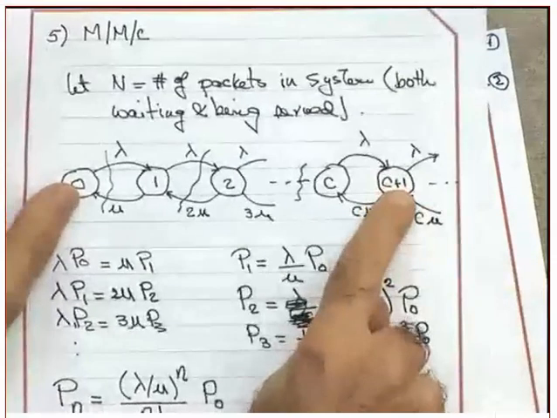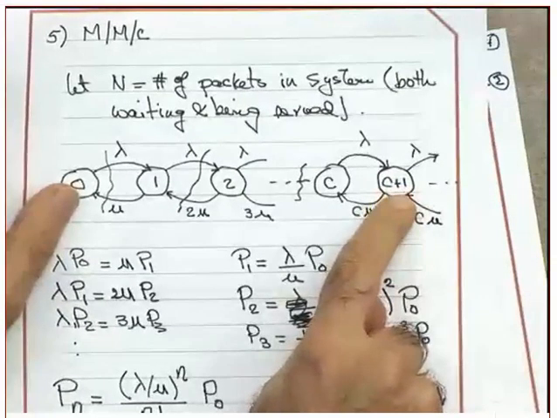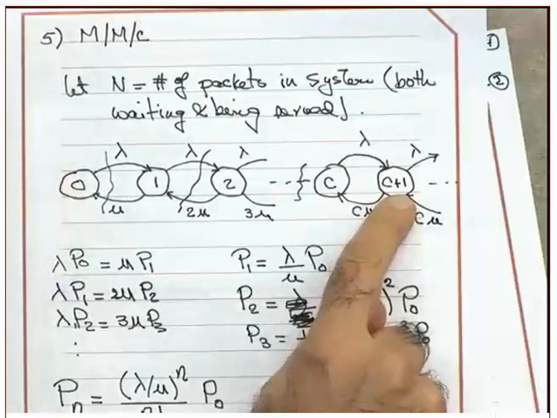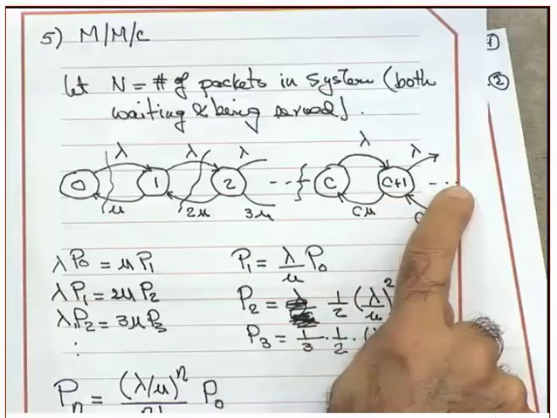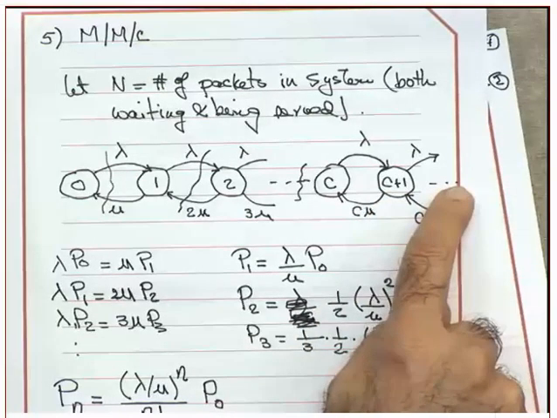If you are in this state, what is happening? All the servers are busy, and there is one waiting. Yes? How about this one? The next one. All the servers are busy, and two waiting. Are you following?